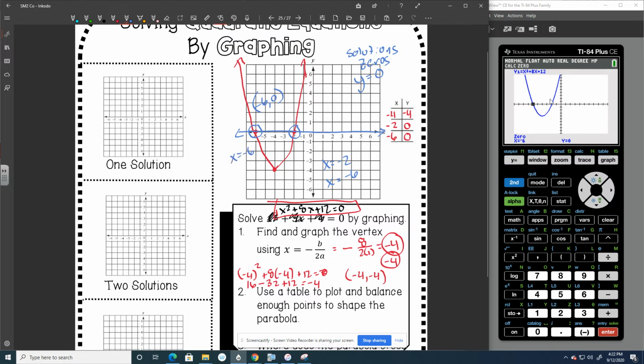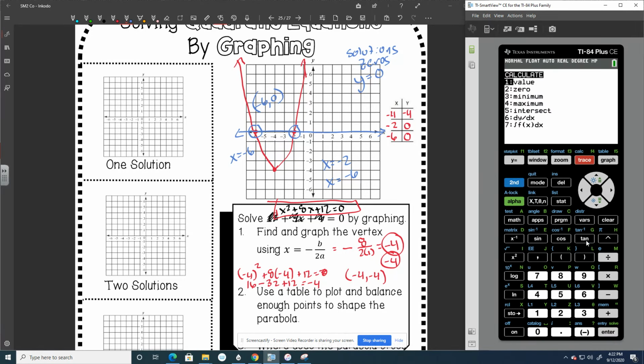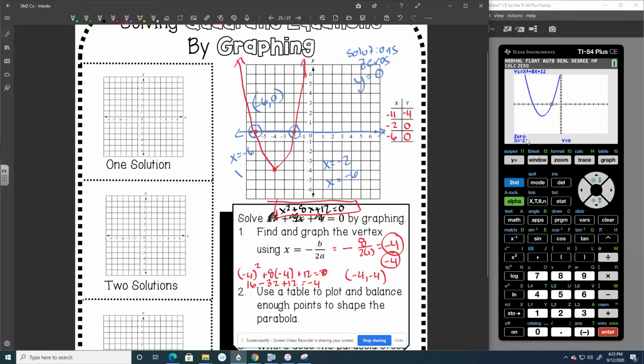And then I can do the same thing to find this other intersection. I can hit second, calculate. I can choose to calculate a 0. And I can go right over here to the left of that intersection. And then I go to the right of that intersection. It doesn't matter how close I get. And then I guess. And it tells me my other 0 is when x equals 2. Or negative 2, sorry. So those are the same 2 solutions we got when we solved it by hand.